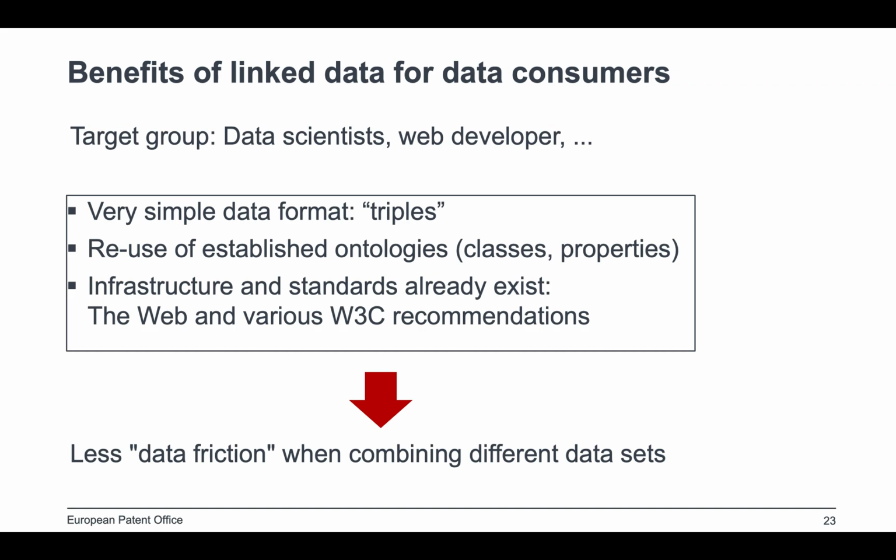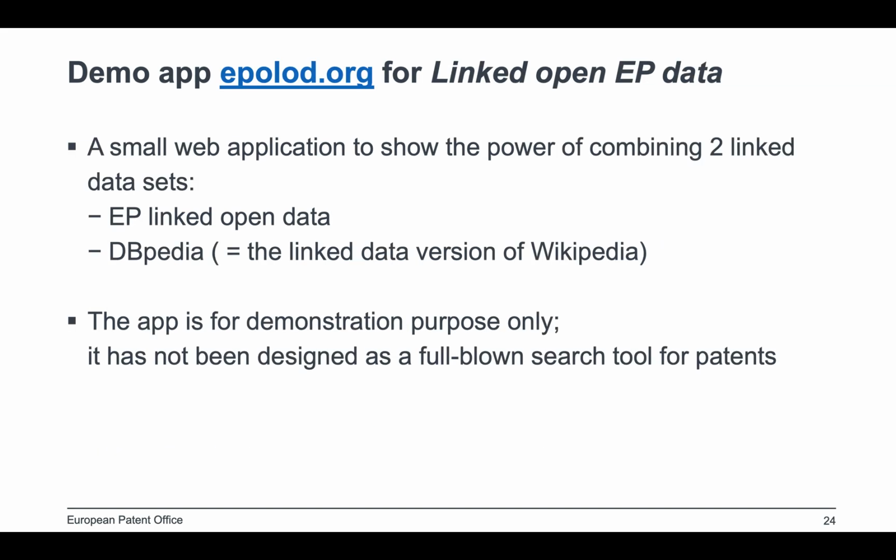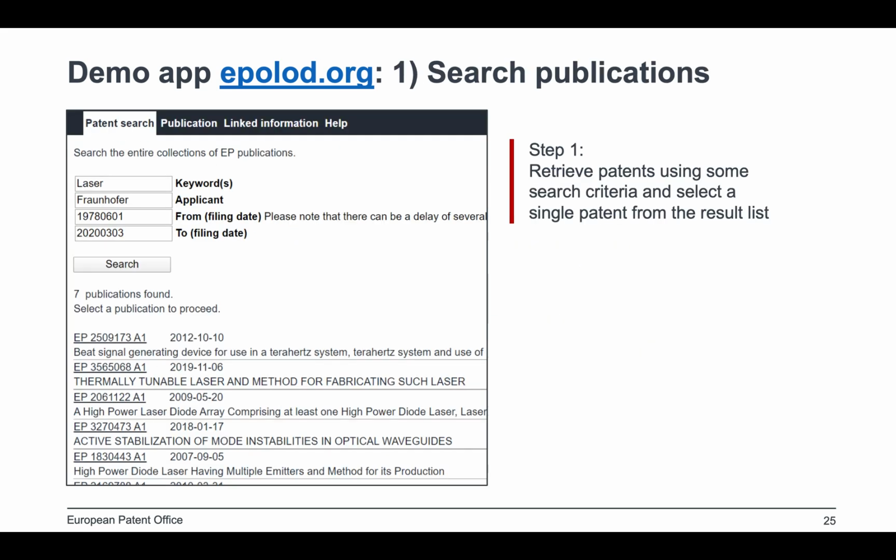To give you an idea of what can be done, last week we made public a small app, which is not really an application. It just shows you the power of combining linked data sets. We used two data sets. One is the EPO linked data set, which we just discovered, and the other one is DBpedia. DBpedia is actually Wikipedia, but converted into linked data.